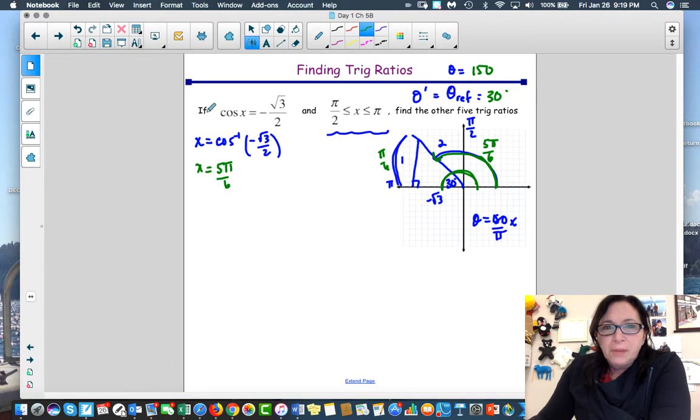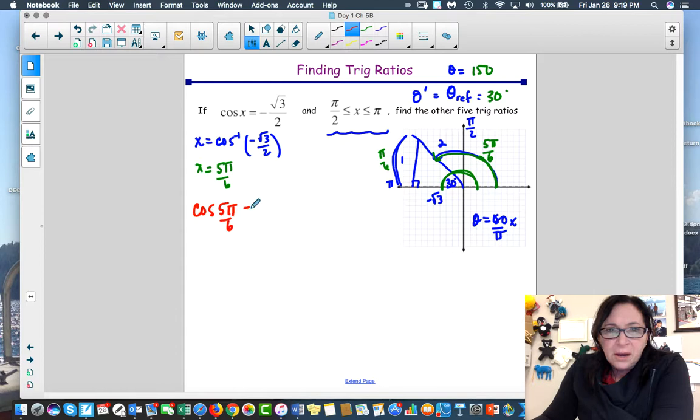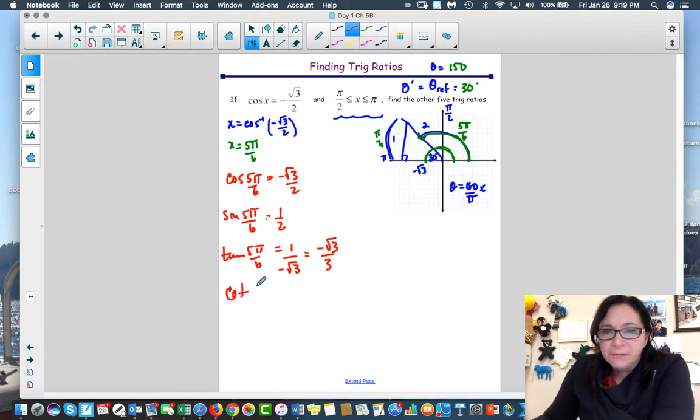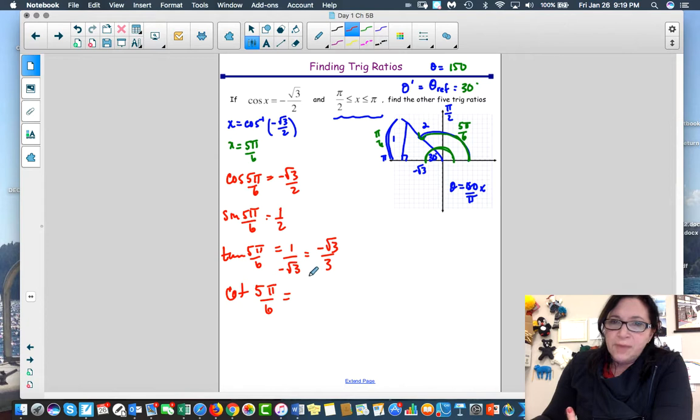All right, so your job is to find the other 5 trig ratios. So I'm going to put all of them on here. The first thing I'm going to use is cosine of 5 pi over 6 is going to equal negative root 3 over 2. We know sine of 5 pi over 6 is 1/2. We know tangent of 5 pi over 6 is equal to opposite over adjacent, which is 1 over negative root 3, which is negative root 3 over 3. We know that cotangent of 5 pi over 6 is the reciprocal of tangent. So instead of opposite over adjacent, it'll be adjacent over opposite. And so that's going to be negative root 3.